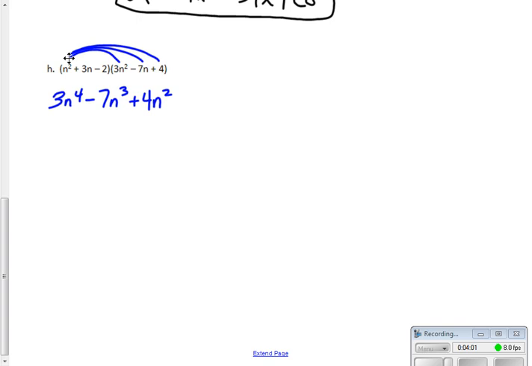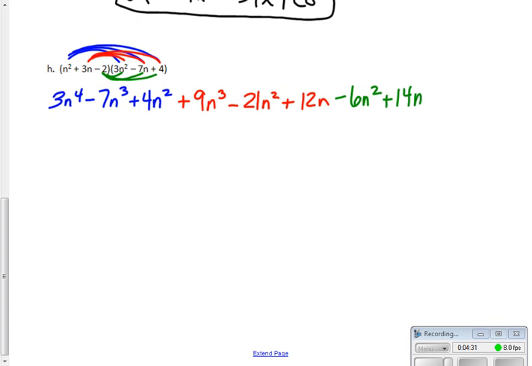Next, we're going to multiply 3n into everything over in the trinomial, and we wind up with 9n cubed minus 21n squared and plus 12n. Last, distribute your negative 2 into everything in the trinomial, and we get negative 6n squared plus 14n minus 8. Next, go ahead and combine those like terms again.